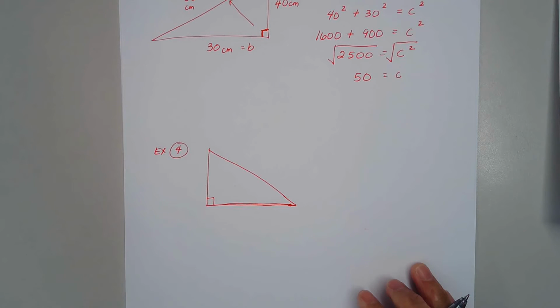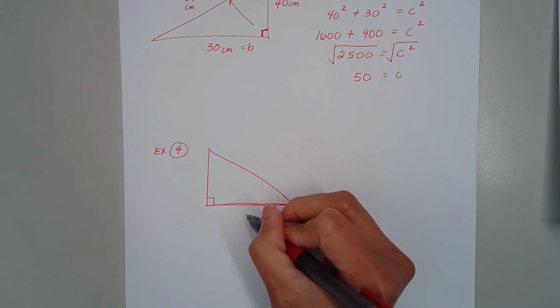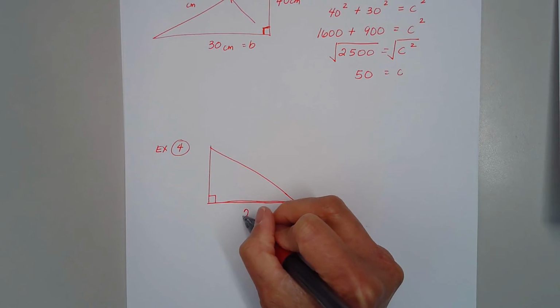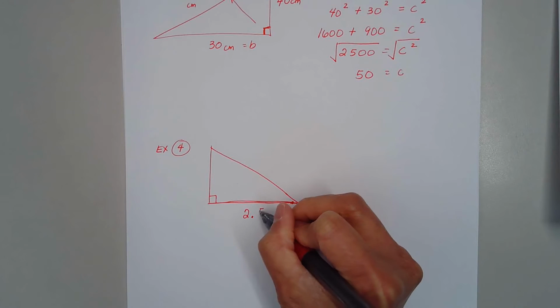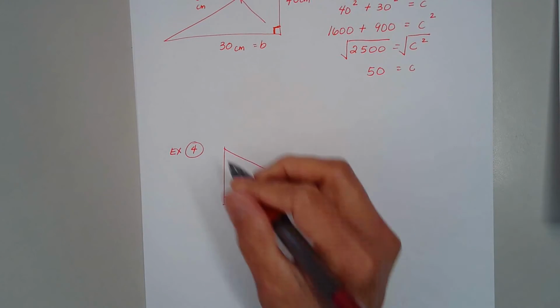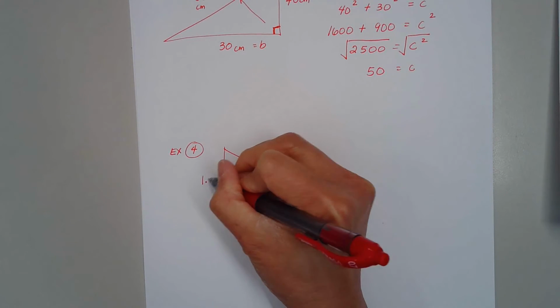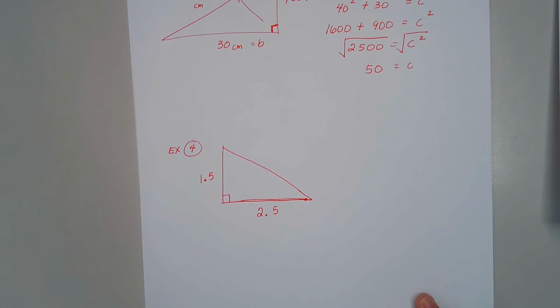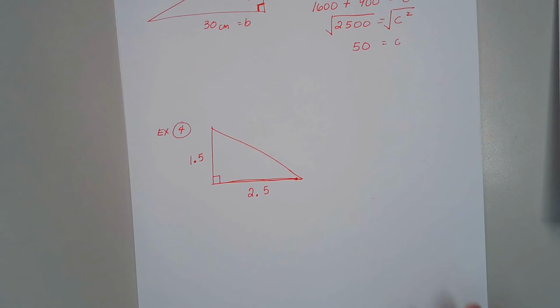Here's one more. Actually, I'm going to use decimals this time. 2.5 and 1.5. So what are we solving for here? We're solving for C. Notice we're always solving for the longest side.